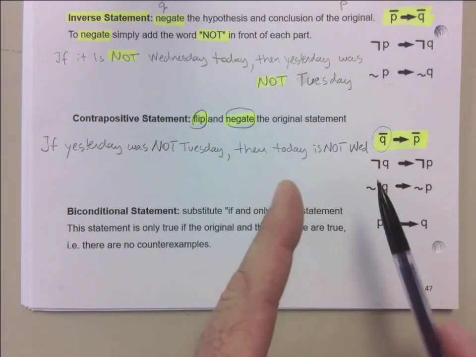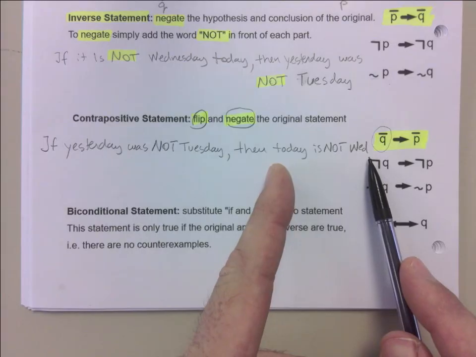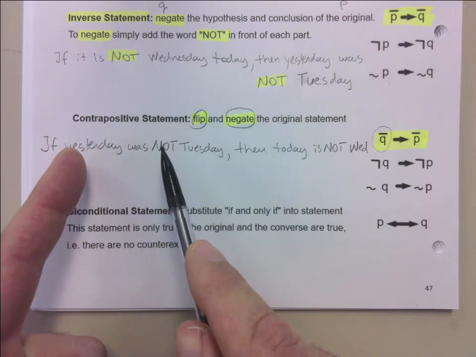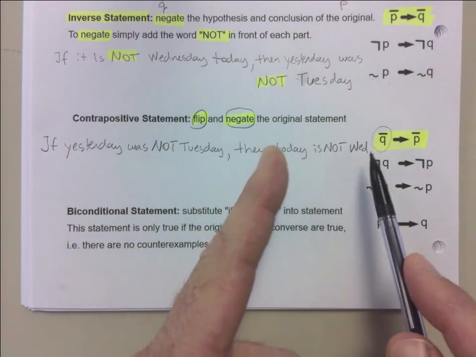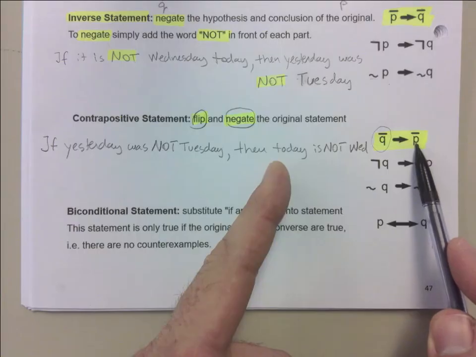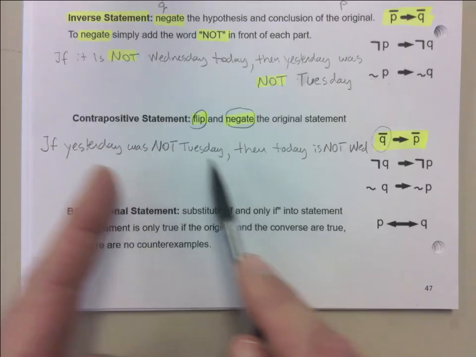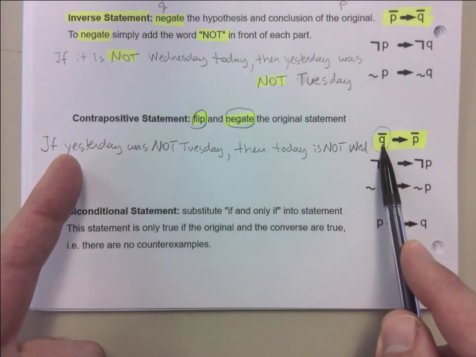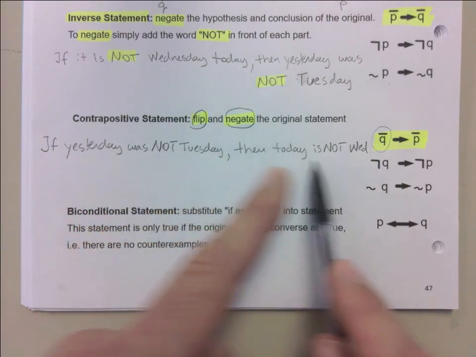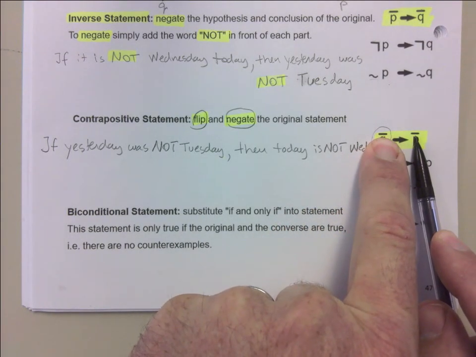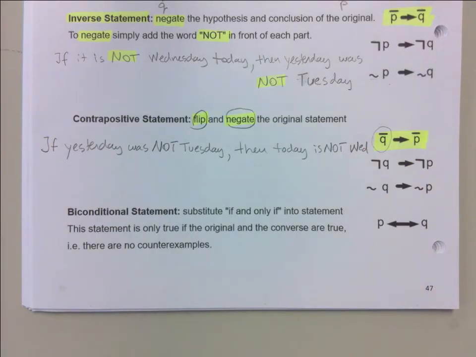So remember, this used to be P, right? In the original, P was up front. It followed the if. Now we put it here, and that's why you can see P is on the right side. And whatever used to be Q is now up front. That's why Q is up front. And then the nots, we knew we had to put them in because of that. Okay, the little bars on top. So if yesterday was not Tuesday, then today is not Wednesday.